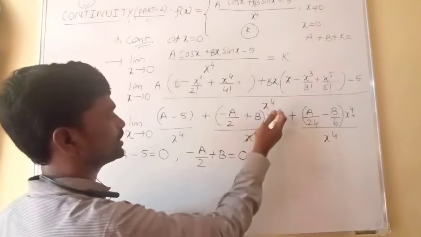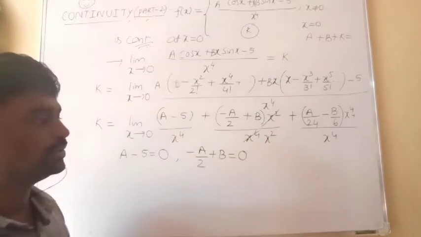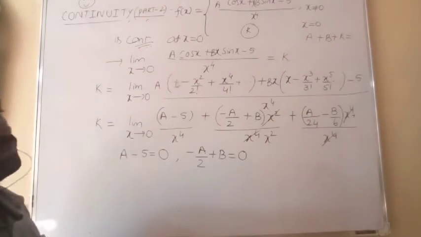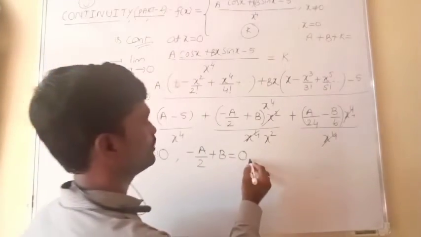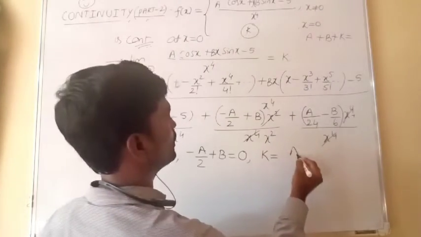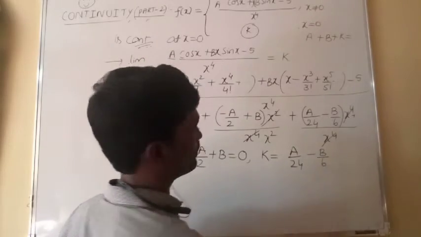This x square coefficient, after cancelling x square, becomes some constant. This constant must be equal to what? 0. Now here x power 4 gets cancelled. Now if we apply x value 0, then the limit of the function becomes what? A by 24 minus b by 6.